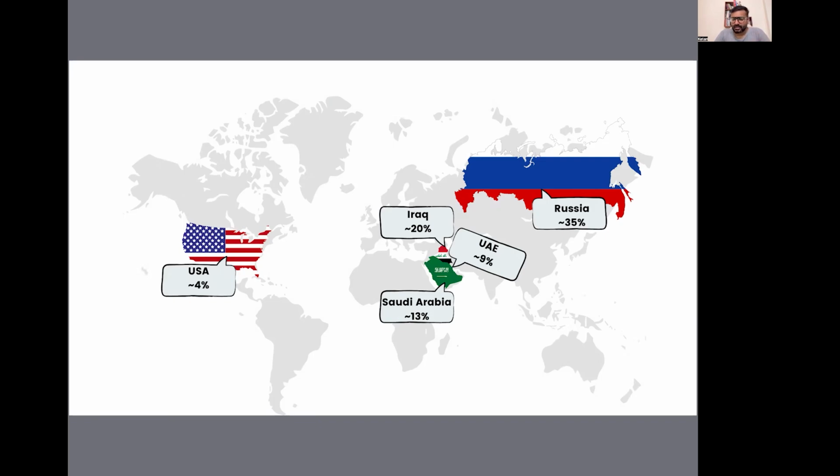So from USA, we import around 4%. So these are the major partners of India with respect to crude oil imports. We used to import a lot from Iran also, but subsequent to sanctions on Iran by USA and other European countries, we have reduced importing from Iran. But from these countries, we import the majority of our crude oil.